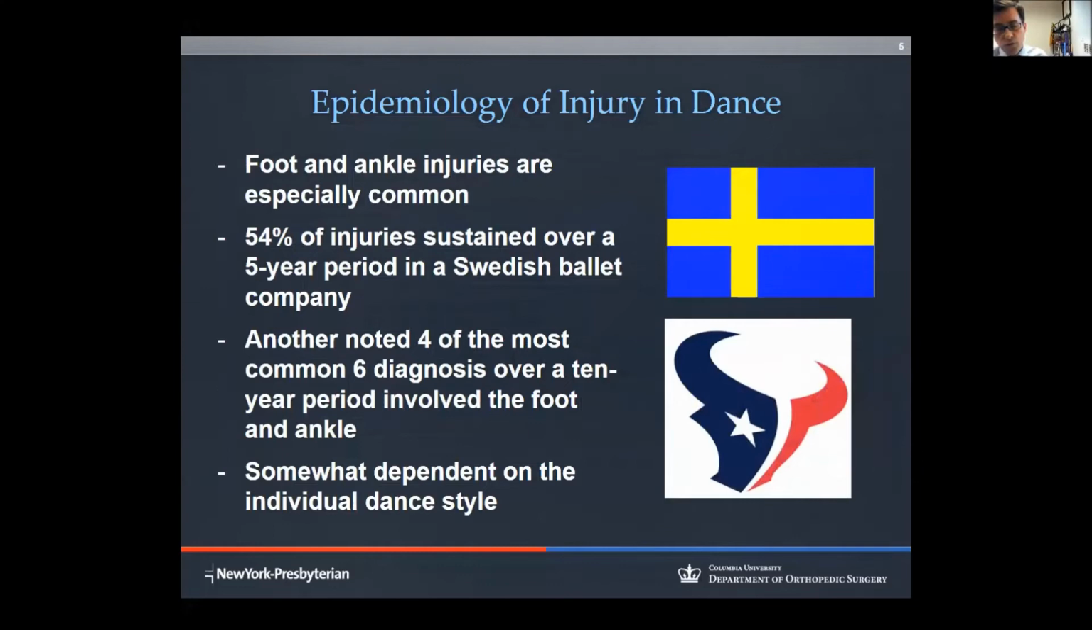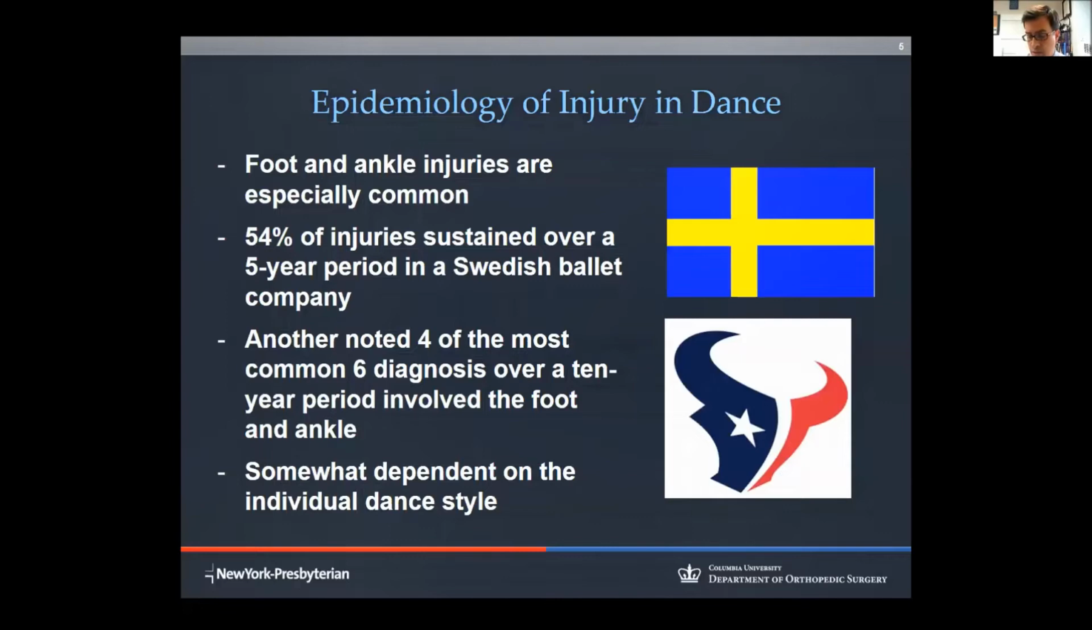Furthermore, foot and ankle injuries are especially common in dancers. In one troupe out of Sweden, 54% of the injuries that were sustained over a 5-year period involved the foot and ankle. And in a separate group out of Houston, over a 10-year period, 4 of the 6 most common diagnoses involved the foot and ankle. Now, certainly, the injuries that occur will be relevant to what type of dance the person is doing. And in all types of dance, certainly foot and ankle injuries are not the most common. But certainly in ballet and in other types of dance like that, they certainly can be.